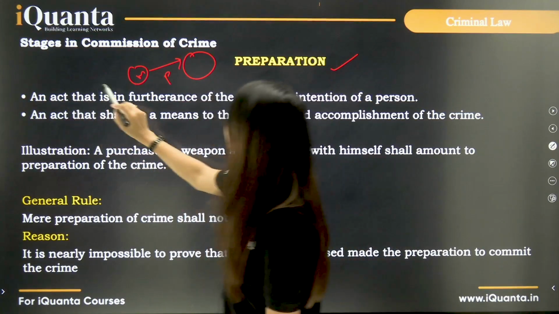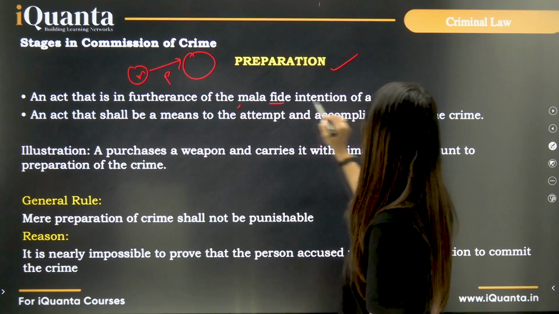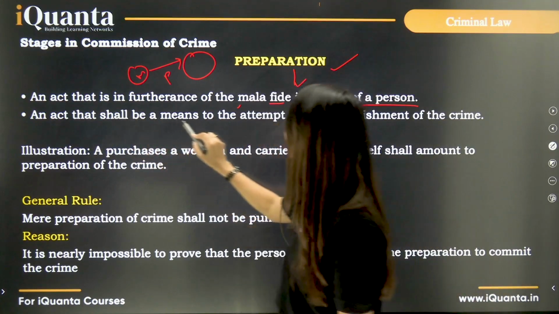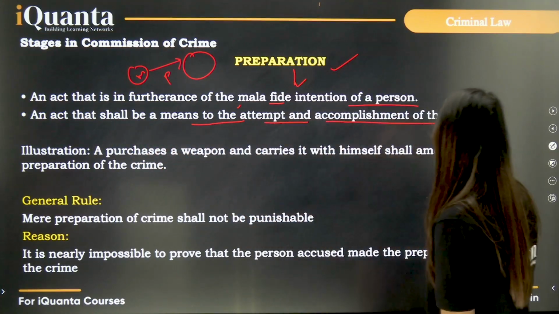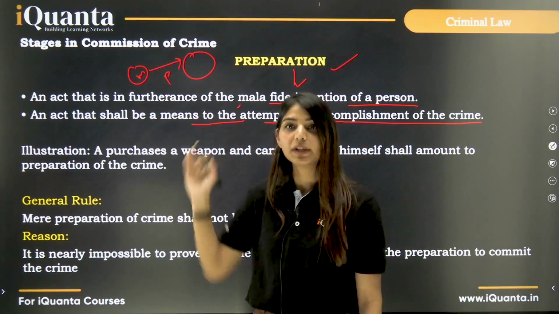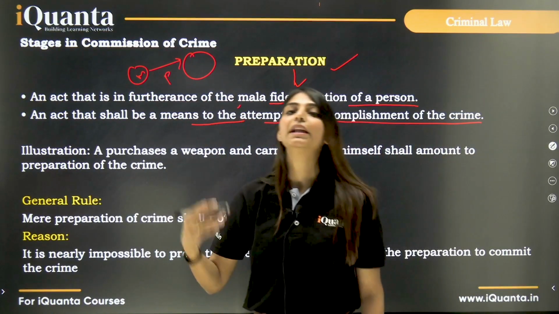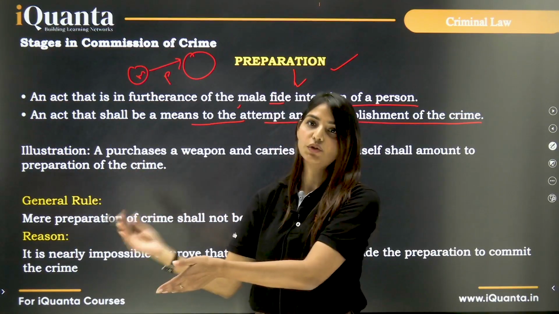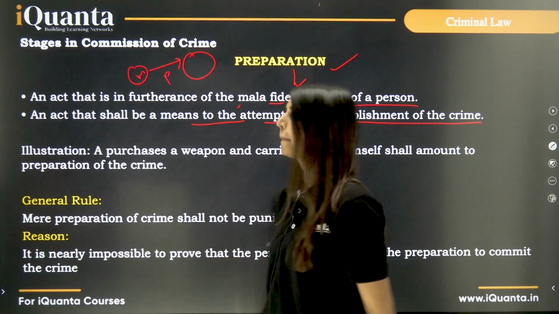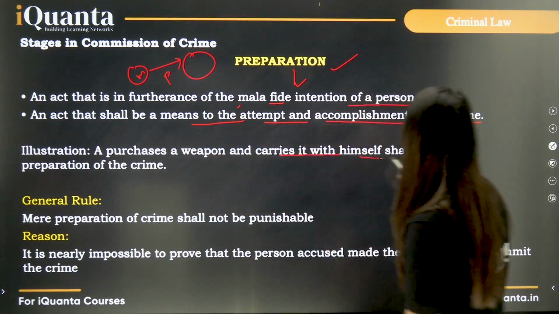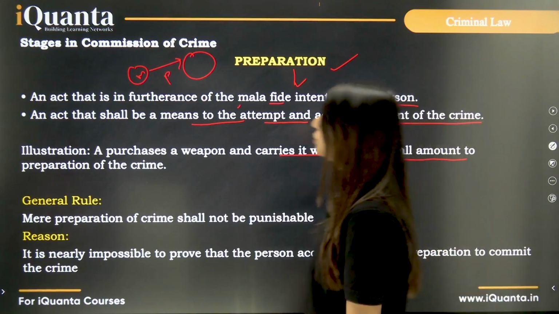So an act that is in furtherance of the malified intention of a person will be called the preparation, and the act shall be a means to the attempt and accomplishment of the crime. Through these particular preparations, you would be able to achieve your negative malified intention. So that would be called the preparation, right?